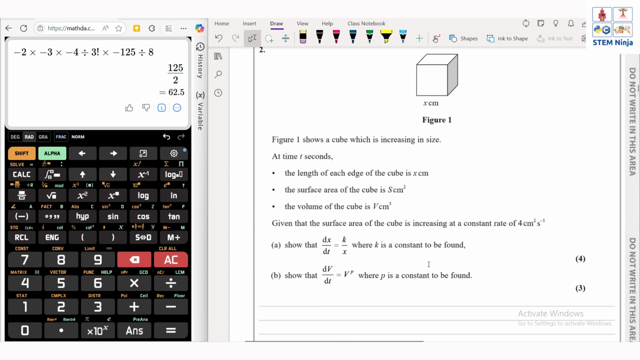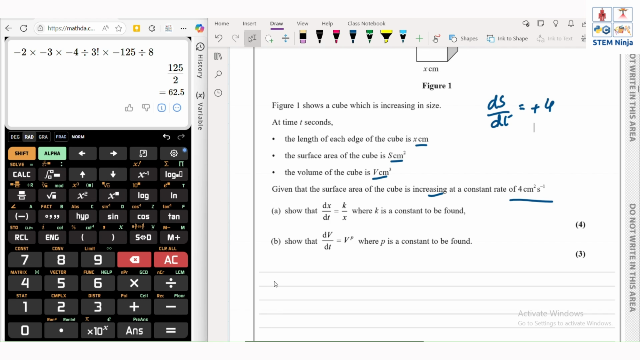Figure 1 shows a cube which is increasing in size. At time t seconds, the length of each edge of the cube is x centimeters, surface area is S, volume is V. Given that the surface area of the cube is increasing at a constant rate of 4 centimeters squared, that means dS over dt is plus 4 centimeters squared per second, all right? Show that dx over dt is this.